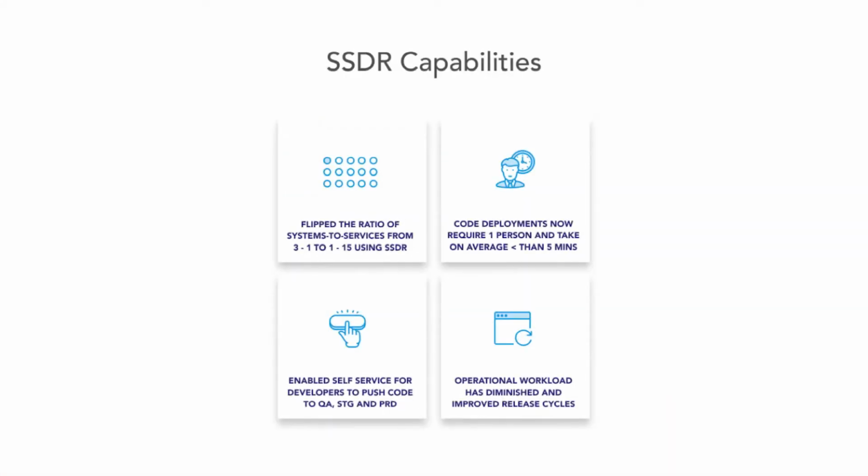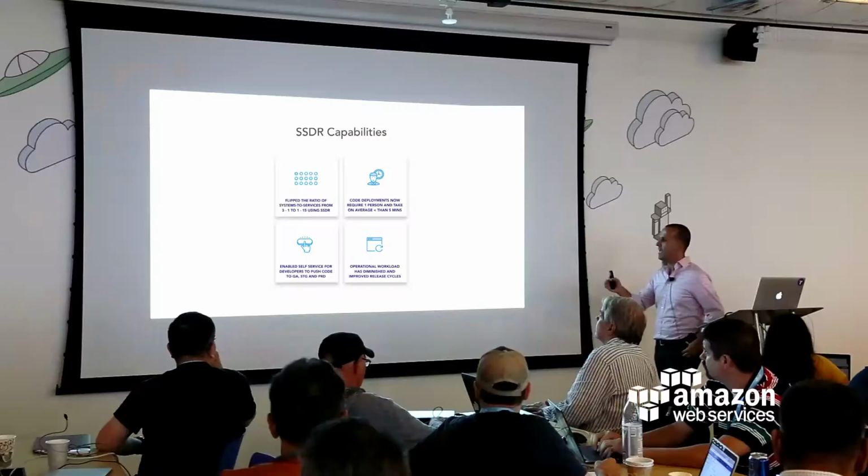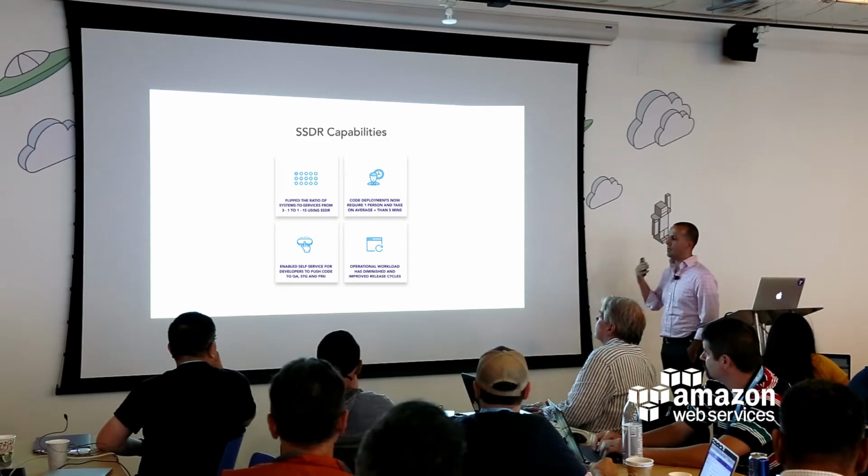SSDR capabilities: we flipped the ratio of system to services from 3 to 1 to 1 to 15. So one platform for QA, one platform for staging, and one platform for production. Code deployments now require one person and take on average less than 5 minutes, and that depends on the AWS API on CloudFormation, but the average in our case has been around 2 minutes per application or per container on AWS. And we enable self-service for developers to push code to QA, stage, and production.